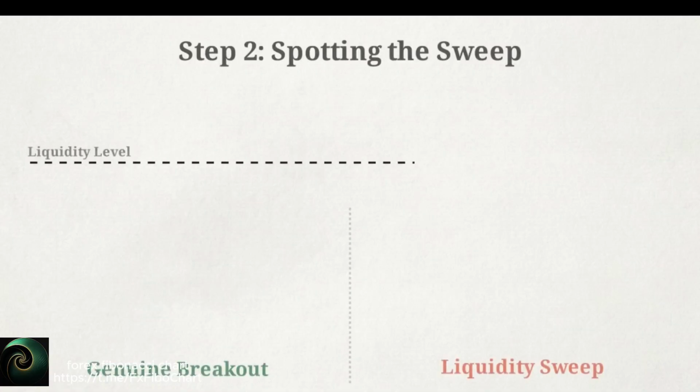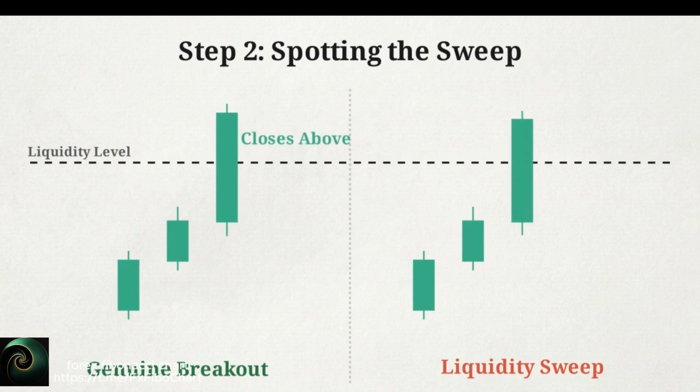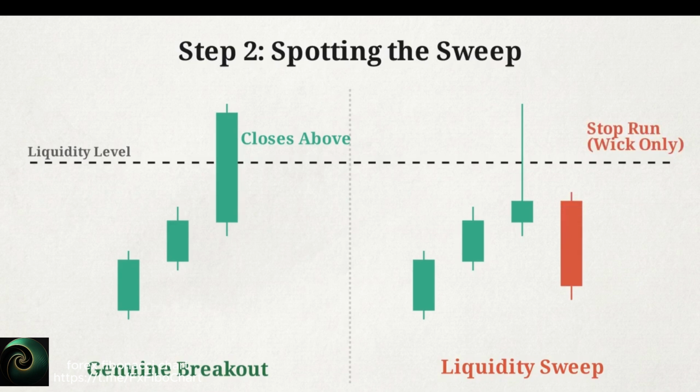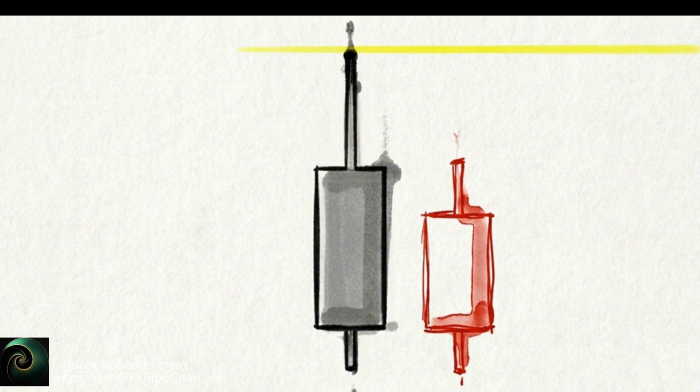Step 2 is spotting the sweep. A genuine breakout closes aggressively beyond a level and holds. A sweep pierces that line briefly, triggers the stops, and reverses. A valid single candle sweep requires the candle body to close back inside the previous market structure. Additionally, the subsequent candle must not exceed that sweep candle's extreme point.